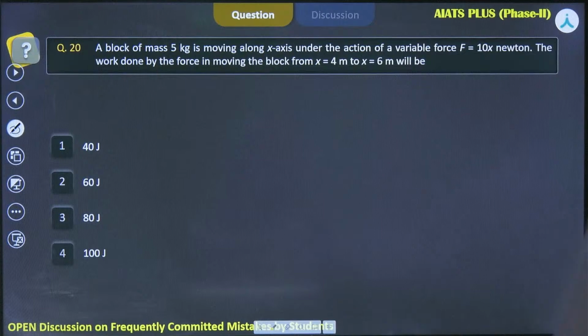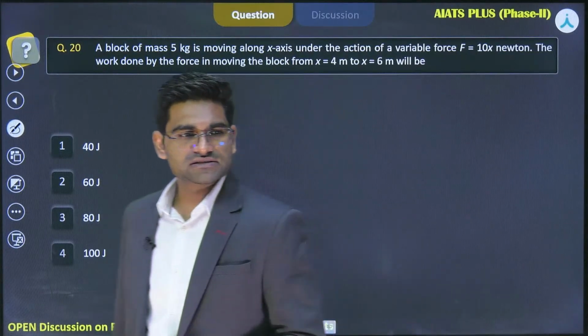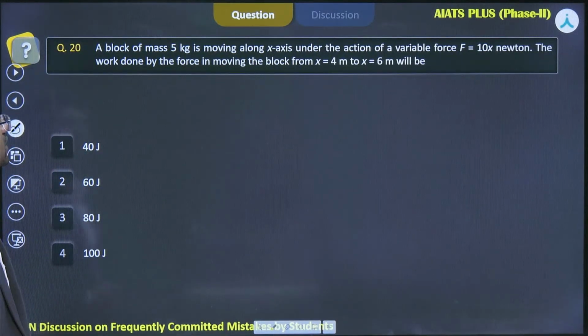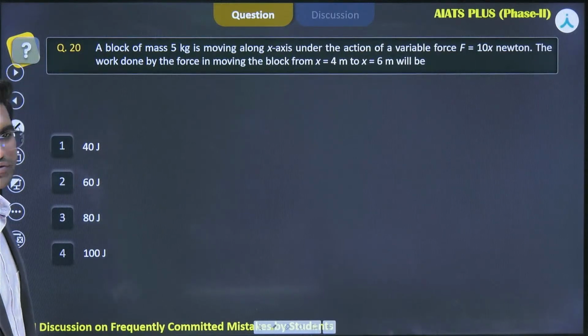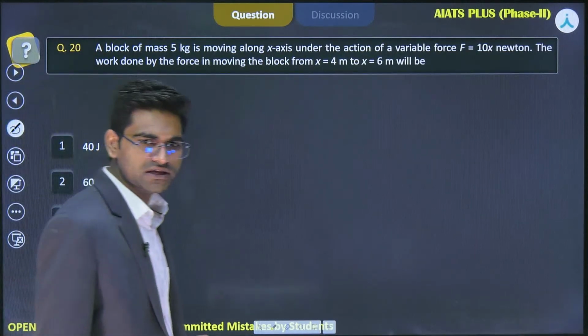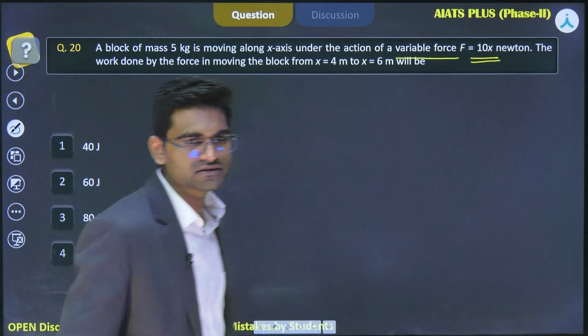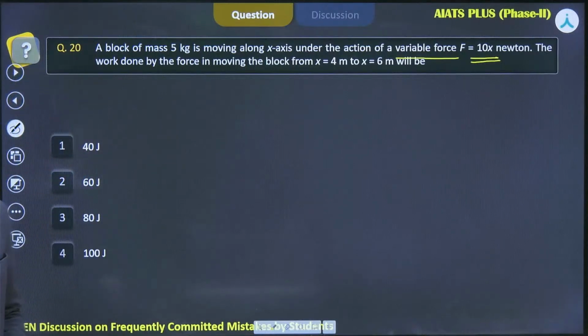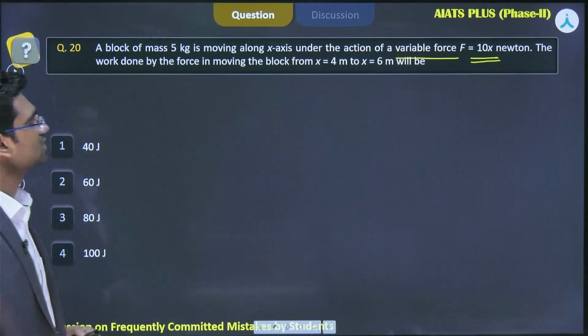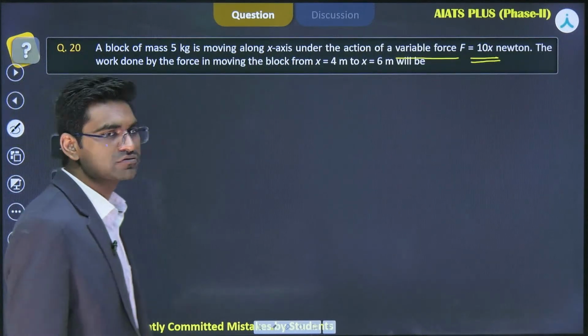Read this question. The question says: a block of mass 5 kg is moving along the x-axis under the action of a variable force F is equal to 10x Newton. Is this force variable? Yes, this force is variable. Why? Because it is changing with coordinates, right? So this force must be variable. It's not a constant force. The work done by the force in moving the block from x is equal to 4 meter to x is equal to 6 meter will be.